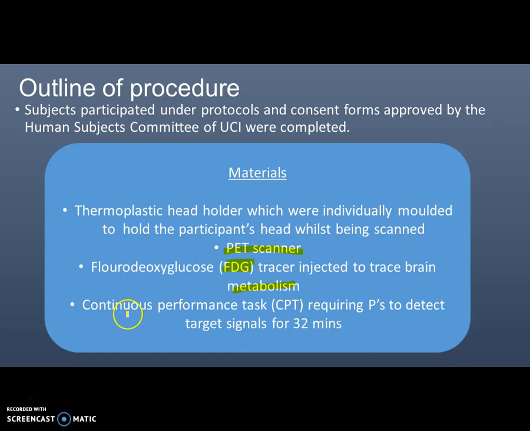A continuous performance task, so that gets them to detect target signals for 32 minutes. All a continuous performance task is, is a screen in the scanner. They've got to watch it and they might have to click when they see particular images, but it means that you are getting them to do the same task as the other participants at the same time.